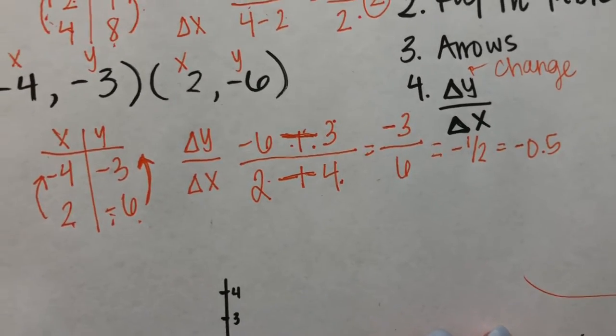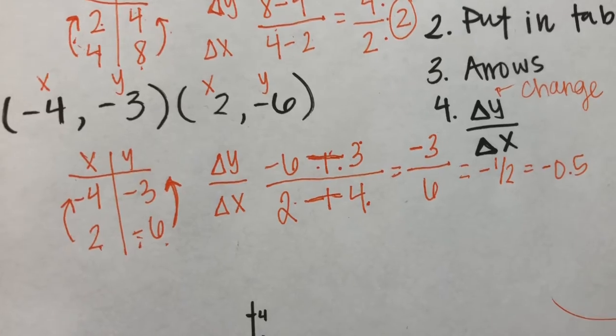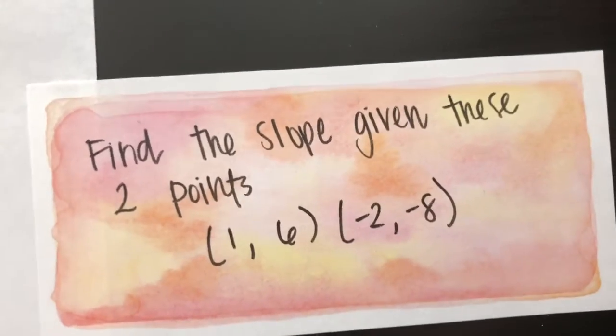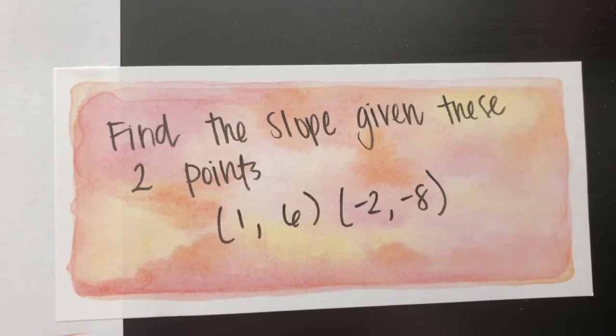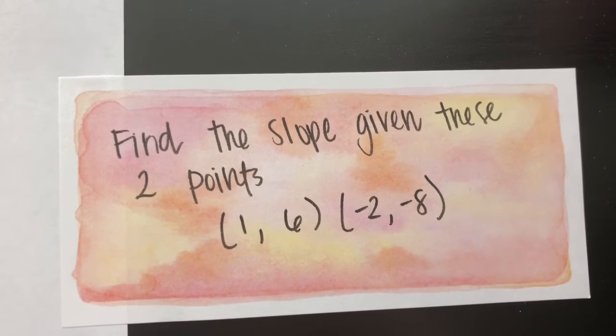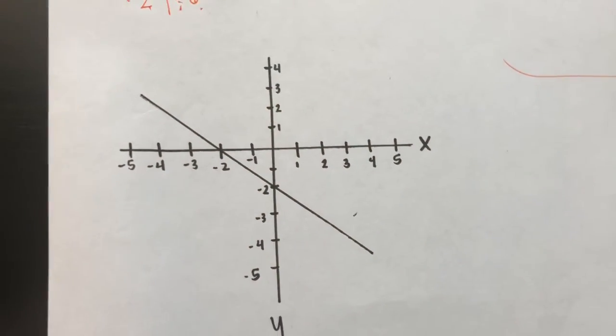All right, again, I want you to practice this. So if you get lost, go ahead and rewind and replay it. But I'm going to give you a second. I want you to solve this problem. It says find the slope given these 2 points. All right, awesome work so far, you guys.